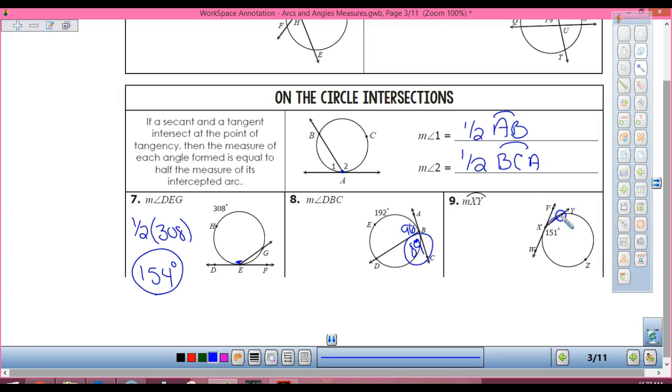Here it wants xy. It wants this little guy. So if this is 151, what's this angle? 29. And if I'm going from angle to arc, what do I have to do? Not divide by 2, but multiply by 2. So we have 58.